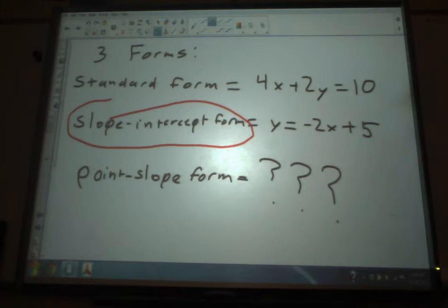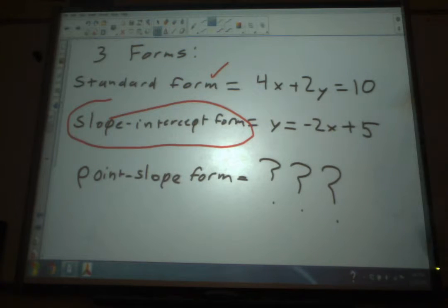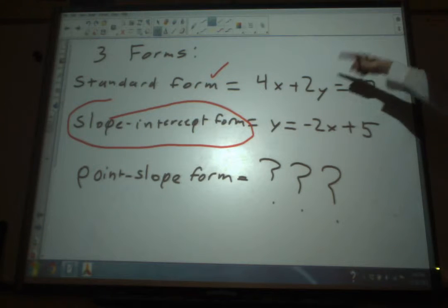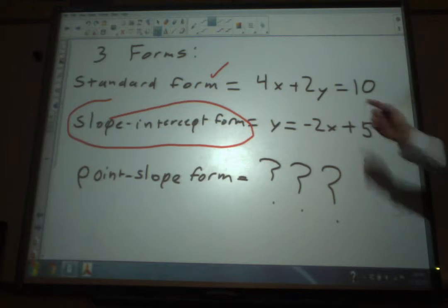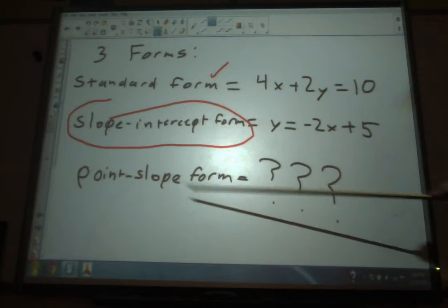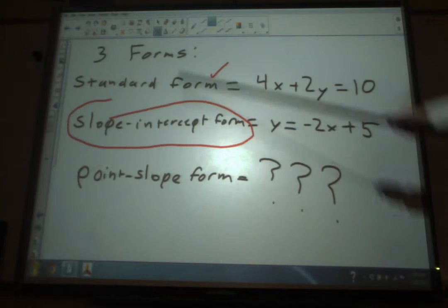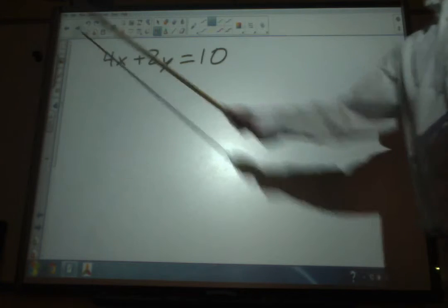Another way of writing equations is called standard form, right here at the top. Now this is actually the same equation. One is written in standard form, and one is written in slope-intercept form. So the numbers look totally different here. This is actually the same equation, and I'll show you right now how we go from one to the other. Now today's lesson is on point-slope form, but we're going to get to that in a second. First I want to talk about going from standard form to slope-intercept form.